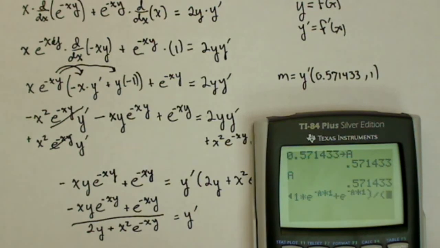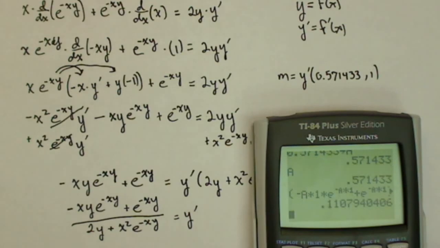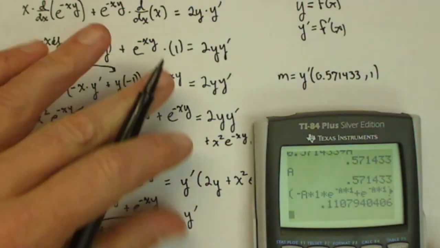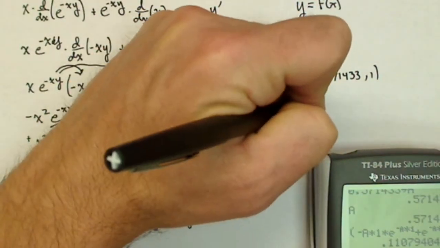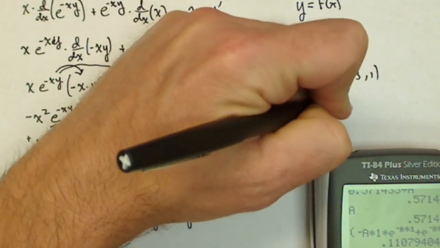Again, I'm going to have to put that in parentheses, 2 times 1 plus, that's going to be my A squared times e being raised to the negative A times 1. And we'll get out of there, we'll close our denominator, and there is our slope. So we get that m is approximately 0.11079.